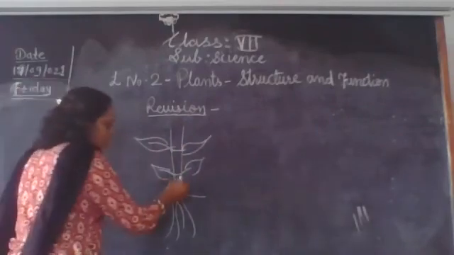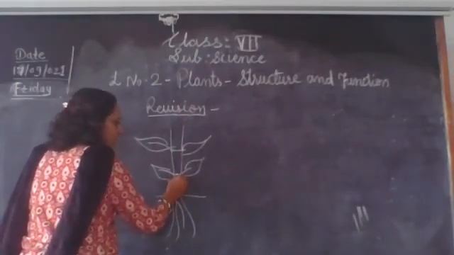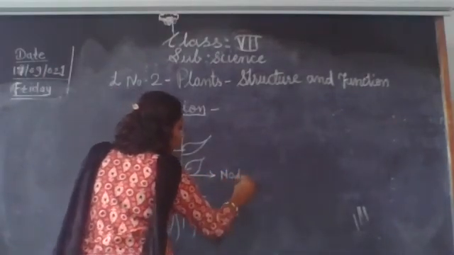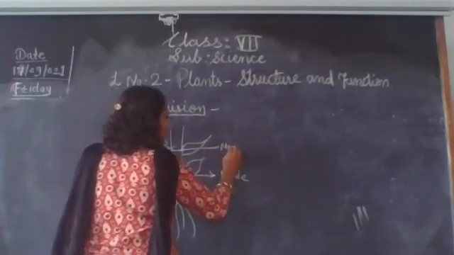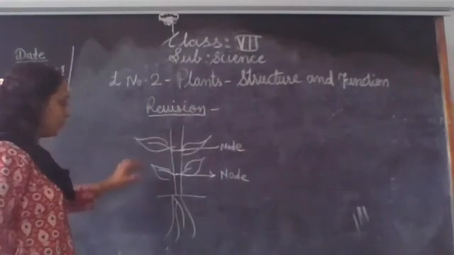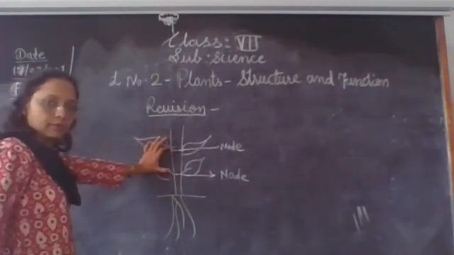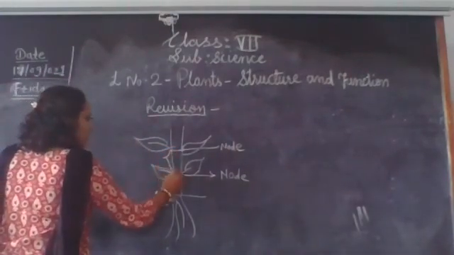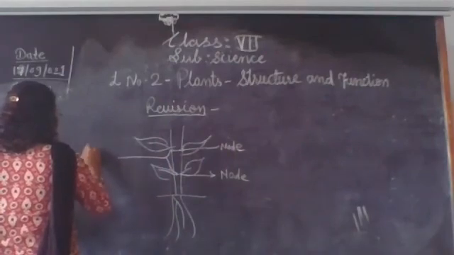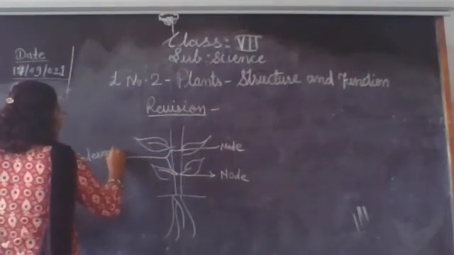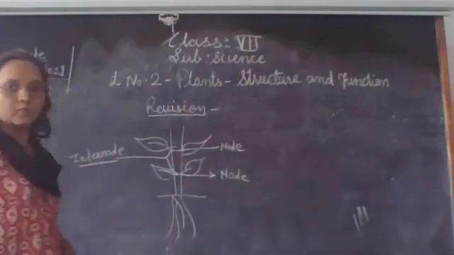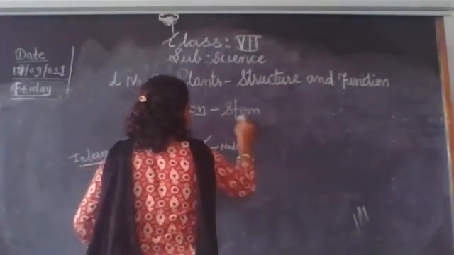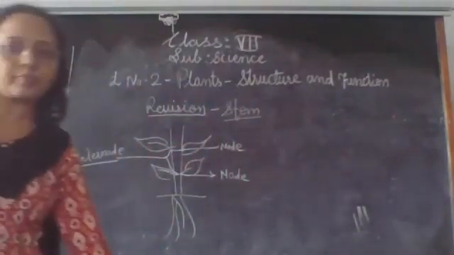Okay, the portion from which leaves come is the nodal region. It is also a node. This is also a node. Okay, in between two nodes, in between one node and the second node, there is an internode. Internode. Okay, this is about the stem.